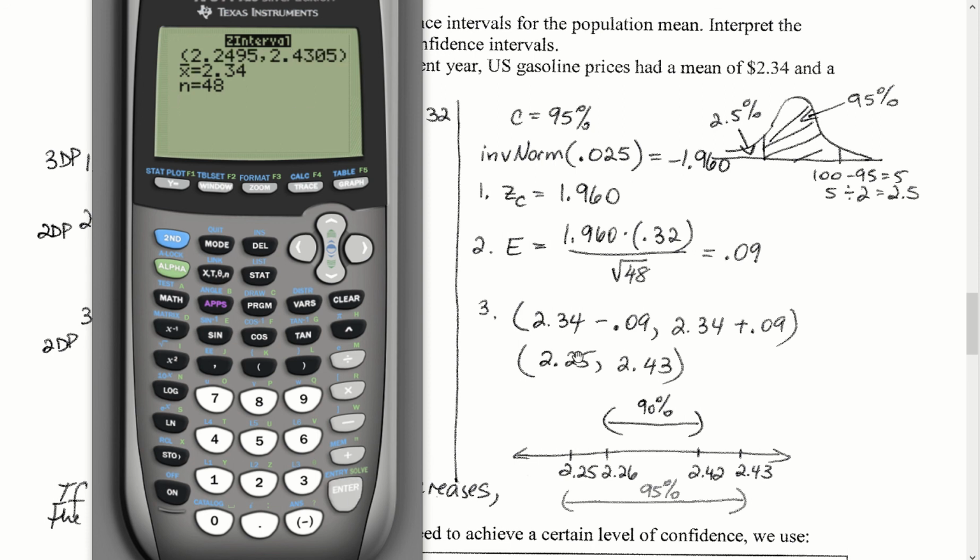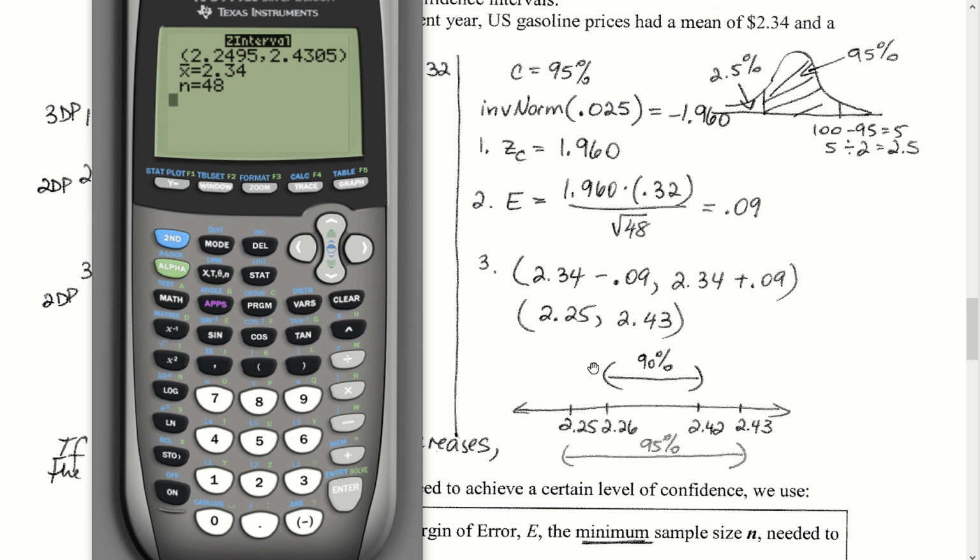If we go ahead and hit calculate, we would see that at the 95% confidence level, our interval is going to be 2.25 to 2.43 to the nearest penny. So 2.25 to 2.43.